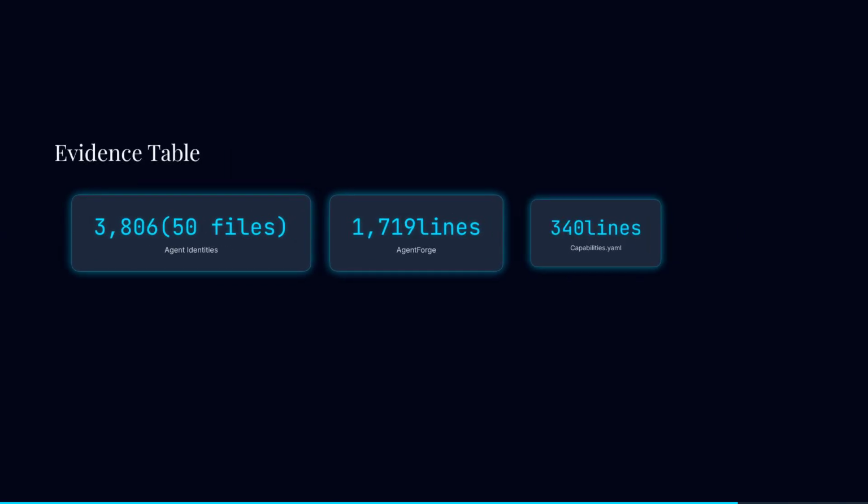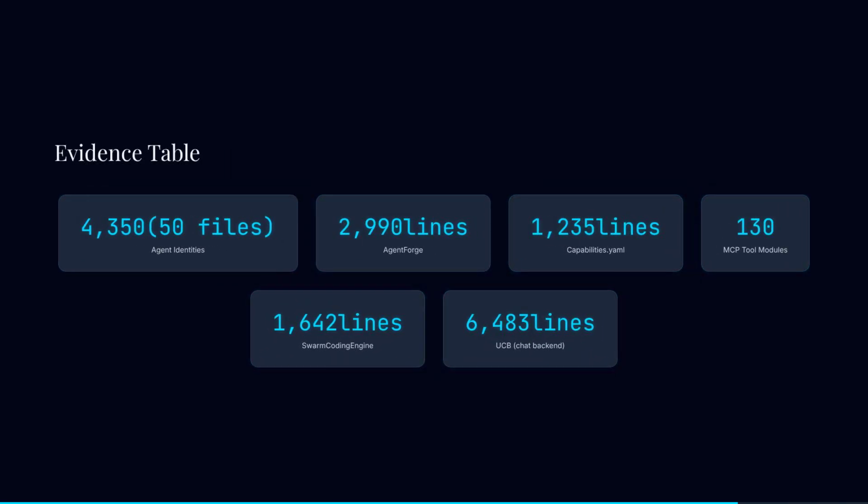Evidence table. The evidence in numbers. 43 operational agent identities across 50 YAML files. Agent Forge at 2,990 lines. The capability matrix at 1,235 lines. 130 MCP tool modules. Swarm coding engine at 1,642 lines. Unified chat backend at 6,483 lines. Plus shared RLM workspace, A2A protocol, agent bus, expedition manager, skill validator, tool graph, dynamic tool factory, capability registry.